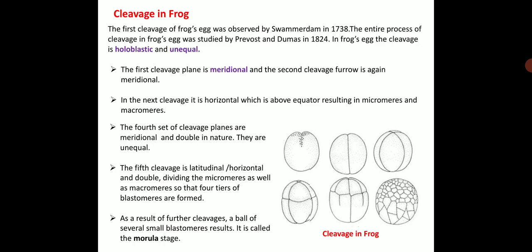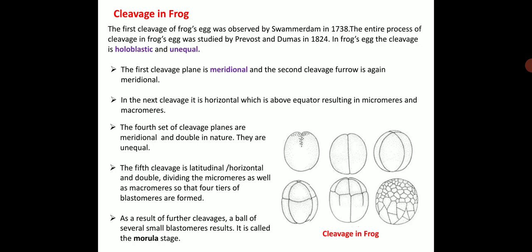The first cleavage of frog's eggs was observed by Swammerdam in 1738. The entire process of cleavage in frog's eggs was studied by Prevost and Dumas in 1824. In frog's eggs, the cleavage is holoblastic and unequal. Holoblastic means when an egg divides completely, and holoblastic can be equal or unequal. That means the cells after the division are of different sizes, some small and some bigger, and that we call unequal.